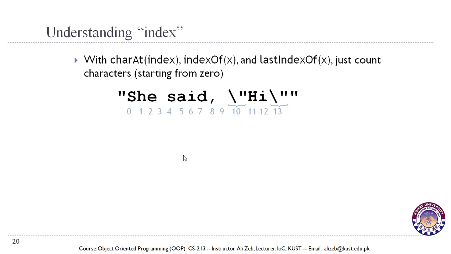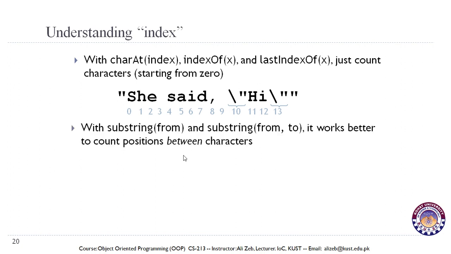So we are given this string with substring. From is the position from where we want to start the counting, and with substring from 2 arguments, it will be the starting position and the end position, or one more than the end position. It works better to count positions between characters.